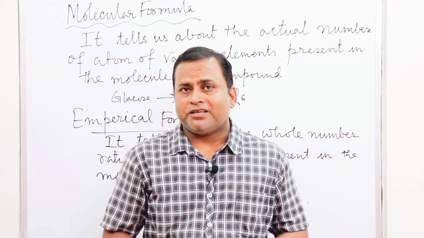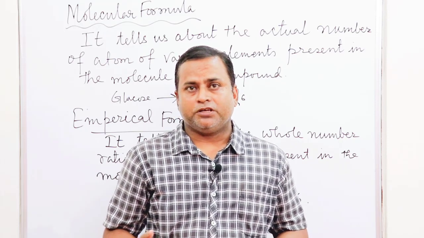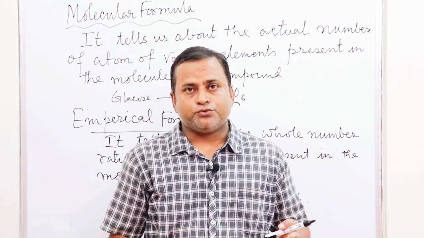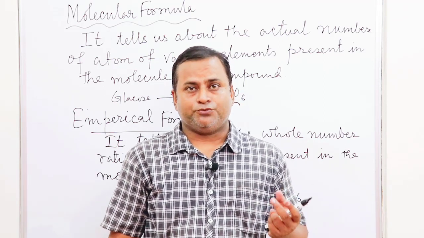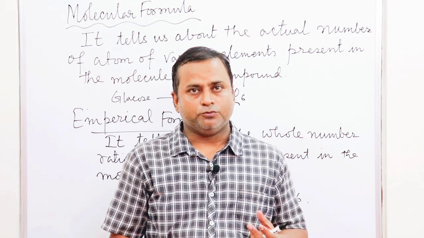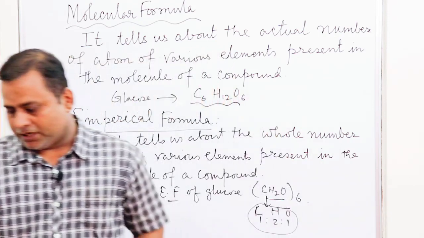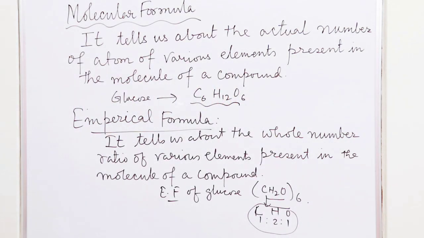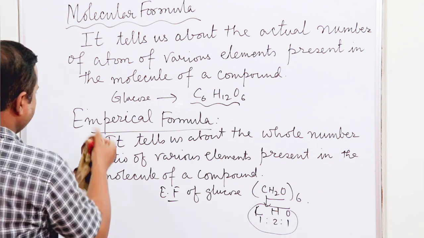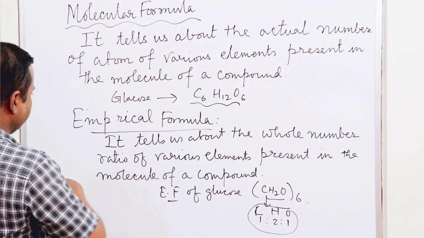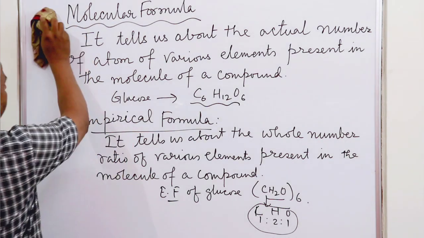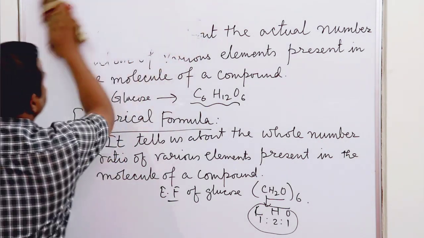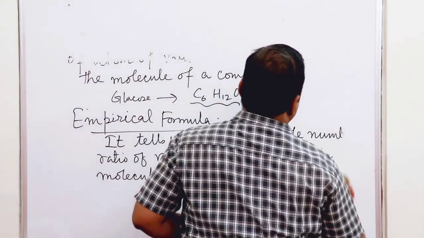Now the question arises: if we want to calculate molecular formula, then we need to know empirical formula. Then there must be some relation between molecular formula and empirical formula. Then what is that relation? Now we will learn about that. Here I must rectify the spelling. It is empirical. Please remember the PI. So what is the relation between molecular formula and empirical formula?